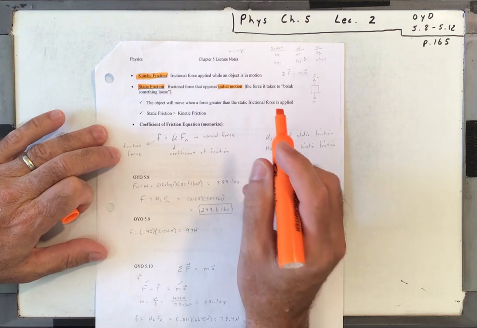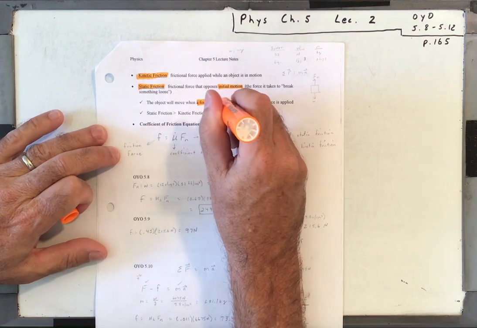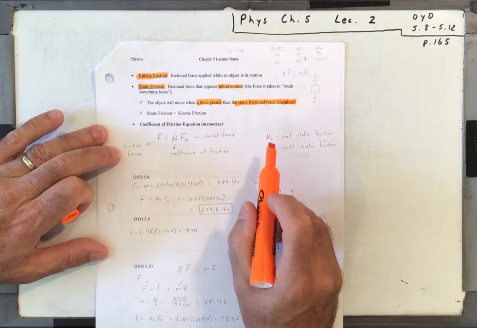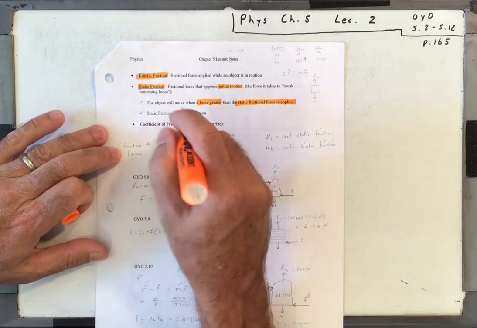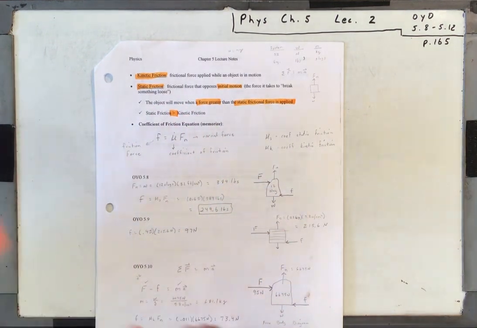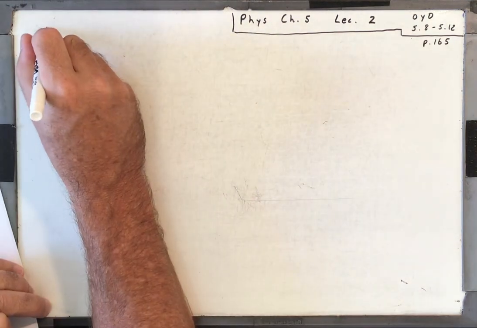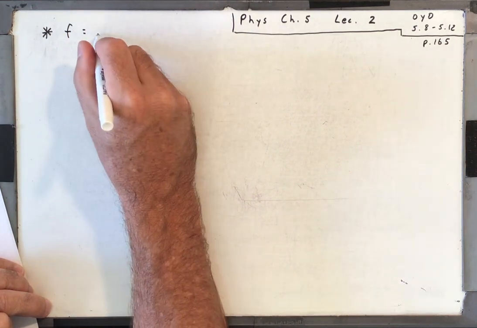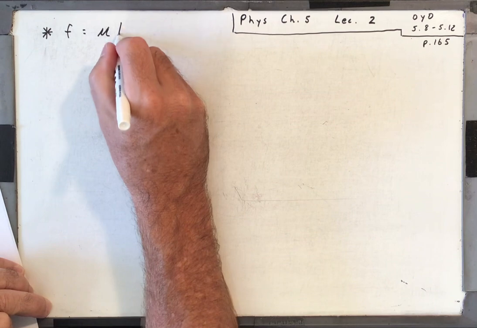So the object will move when a force greater than the static frictional force is applied. So in order to get something to move, you have to overcome static friction first. And static friction is always greater than kinetic friction. So we've got our frictional force equation that you've got to memorize. Let's put an asterisk beside it. Little f is equal to what we call the coefficient of friction, that's the Greek symbol mu, times the normal force.